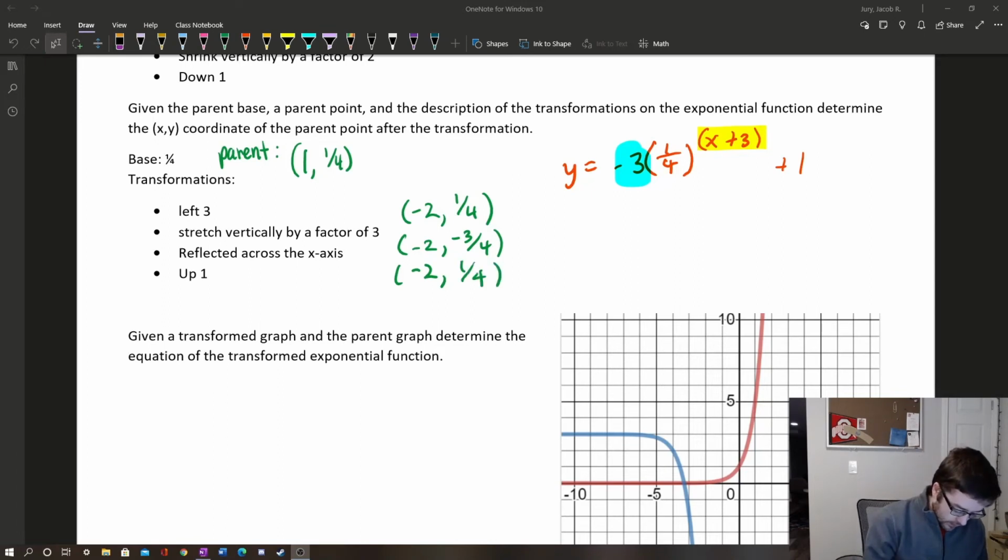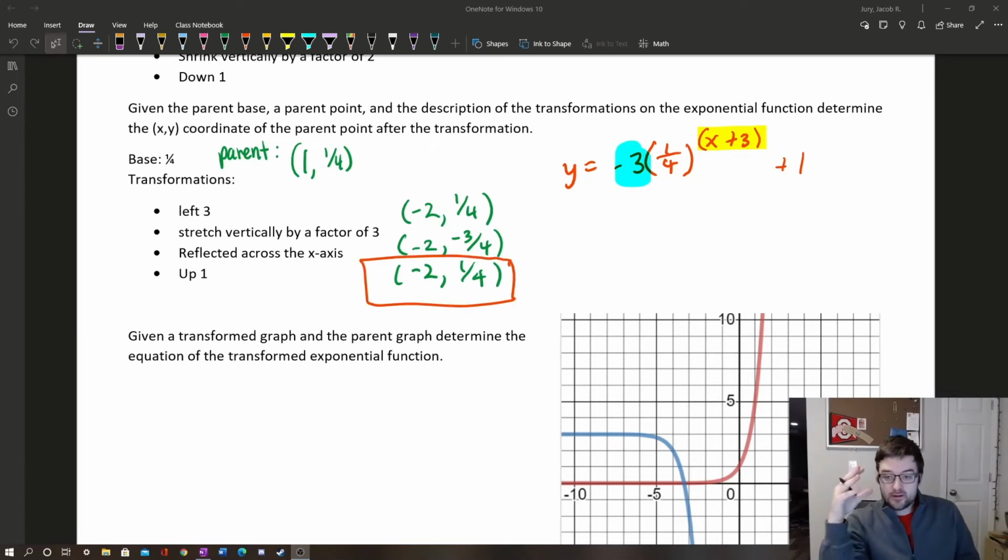So this is our final answer. We end up at -2, 1/4. So after all that shifting, we actually end up at the same y value, just a different x value. And that's because we moved left 3, we've turned this thing upside down, and we've reflected across the x-axis. Well, that was reflecting upside down. But there you have it.